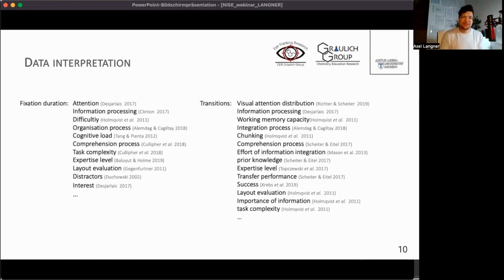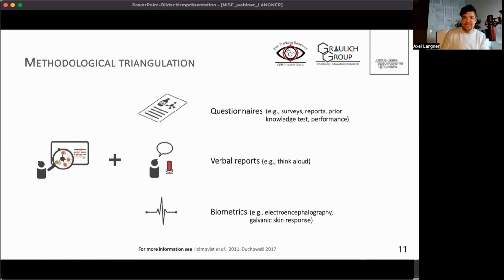What metric indicates what variable? Is it the attention? Is it information processing? Is it the expertise level or stuff like this? And this is also the case for all the other metrics, like the transitions you can see here on the right side. So if you want to do eye tracking data analysis, you need additional data. That's why you're using methodological triangulation in order to back up your interpretation to make certain statements.